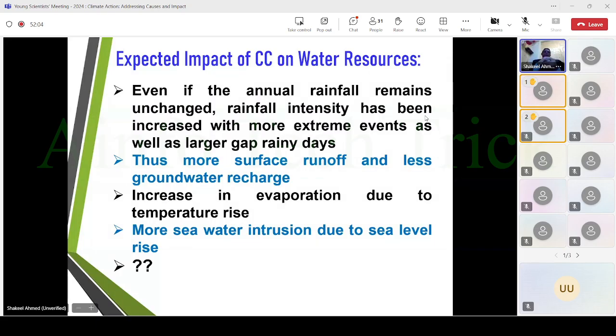Thus, what is the result of that? The surface runoff will be very high, and if surface runoff is high, obviously groundwater recharge will be less. I'm going to show you in other slides how this happens. And of course, higher temperature will increase the evaporation, and then glacial melt, all those things will increase seawater intrusion, and all these have negative impacts only on the water resources, on the livelihood.